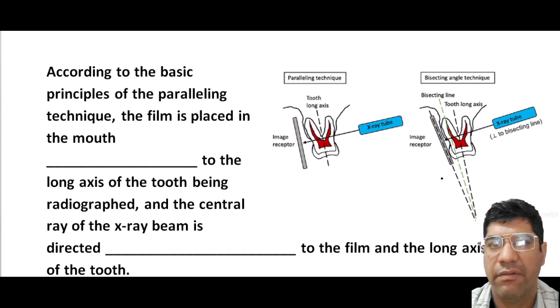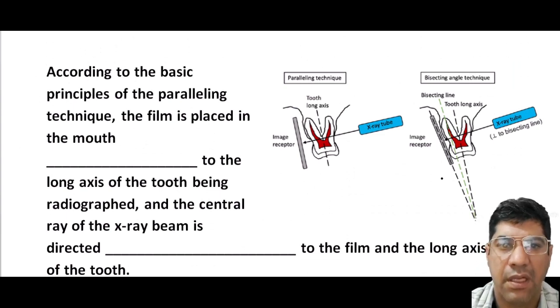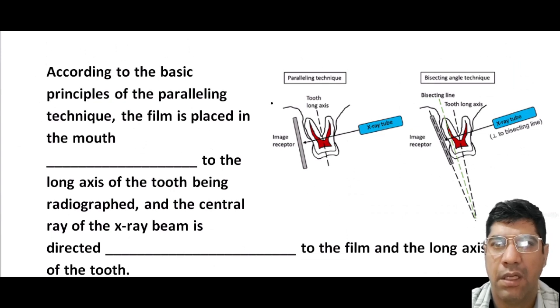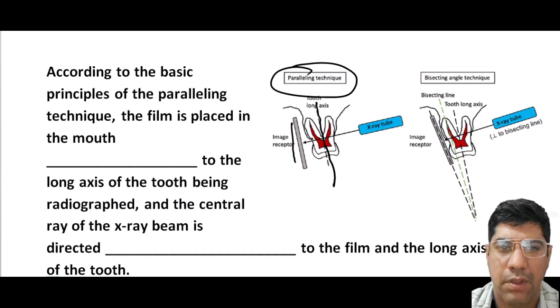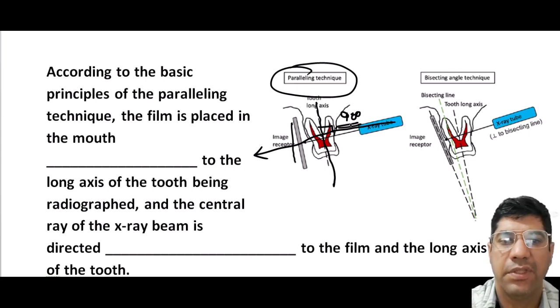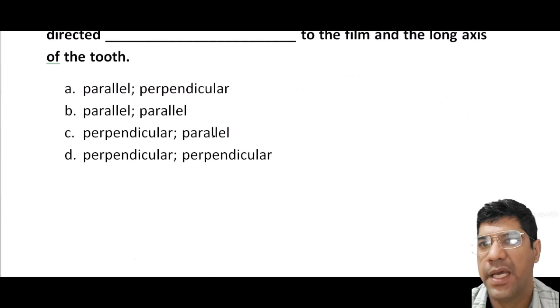According to the basic principle of the paralleling technique, the film should be placed parallel to the long axis of the tooth. The central ray of the X-ray is directed perpendicular to the film and long axis of the teeth. So this is the paralleling technique. So the answer is parallel and perpendicular.